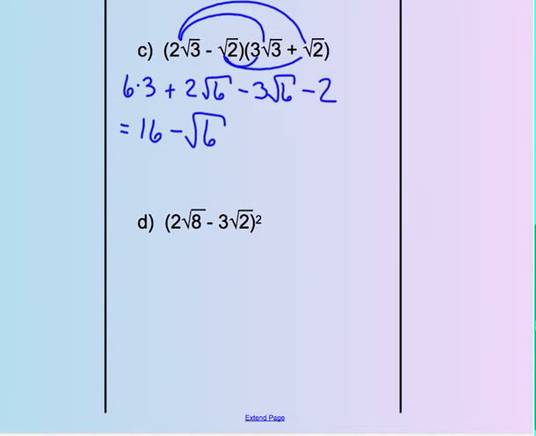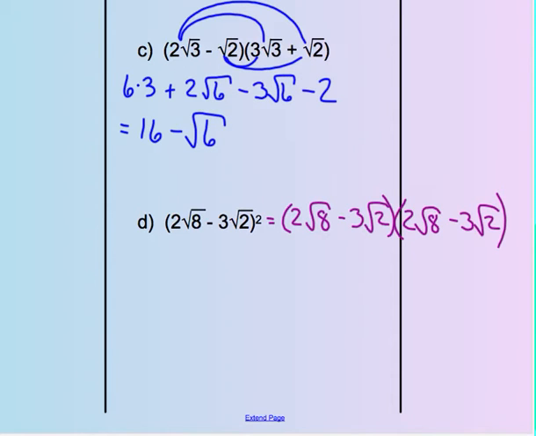Last example on this page, I wanted to remind you what it means to square something. Multiply it by itself. So we have 2 times the square root of 8 minus 3 times the square root of 2 multiplied by itself. And then we're going to distribute the same way we did in part C. Remember, you can only distribute a power through parentheses if it's just multiplying and dividing. If there's any adding or subtracting, you cannot distribute it because you will miss a term.